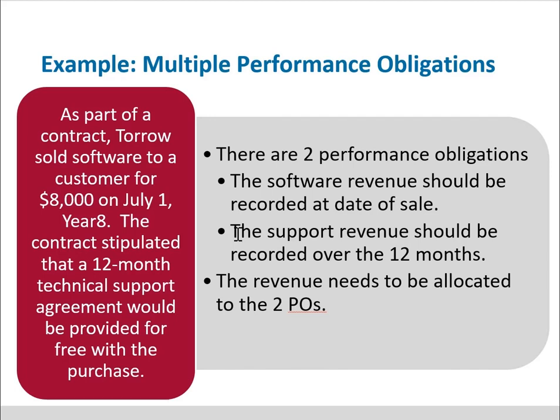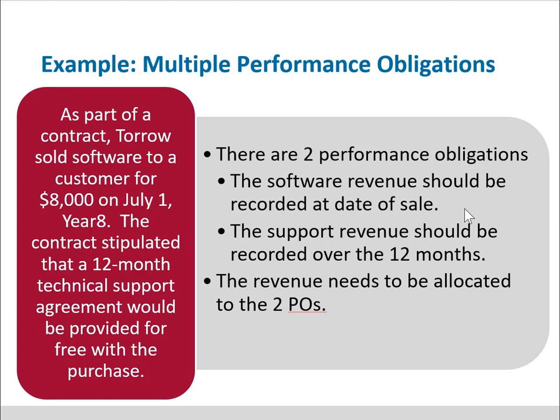Well, going through our steps, the first thing that Toro would do is identify if they did have a contract, and they certainly do here. The next thing they would need to do is read through that contract and determine how many performance obligations are involved. Well, in this case, as you can see off to the right here, there are 2 performance obligations in that contract. Toro has promised to provide the software to the customer, and they've also committed to provide the 12 months worth of support revenue. So we have 2 different performance obligations.